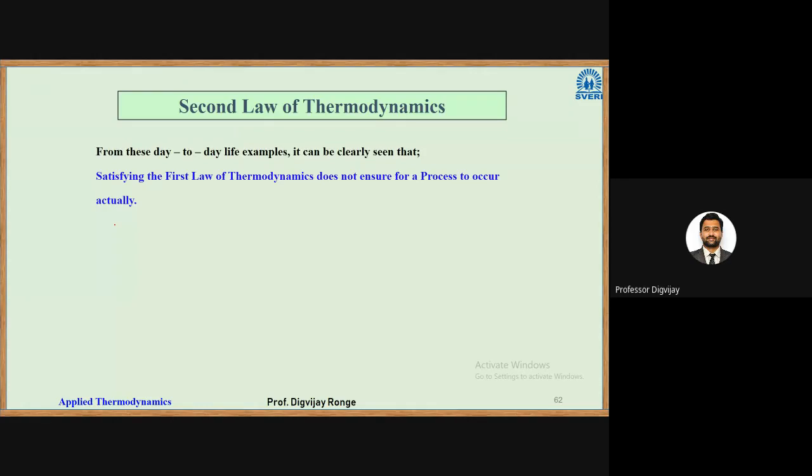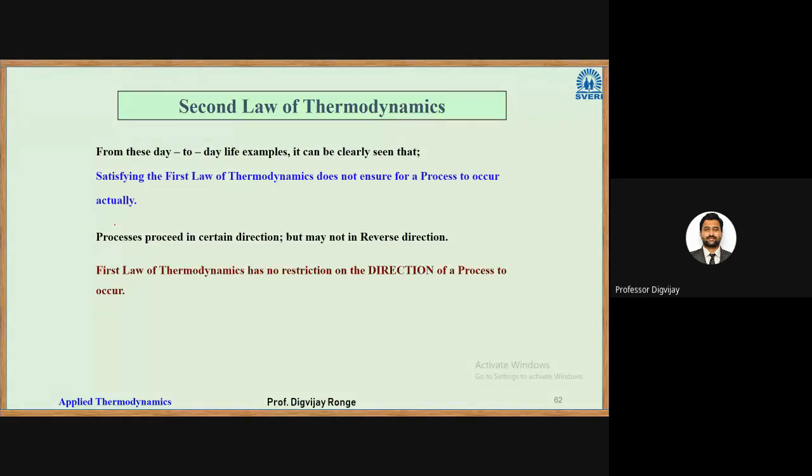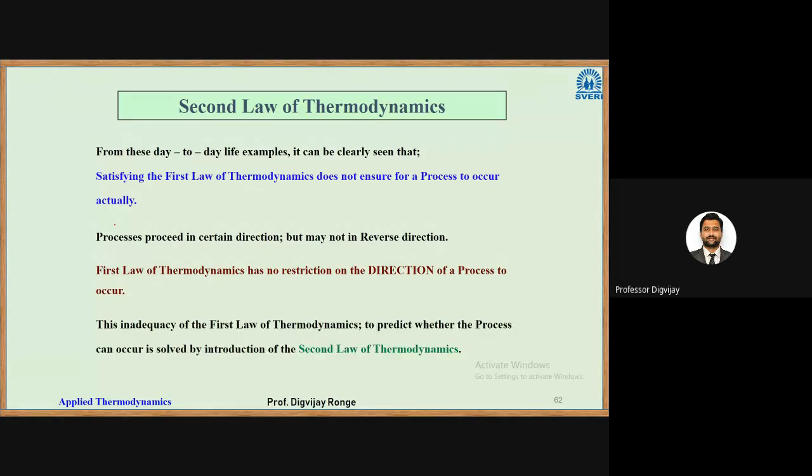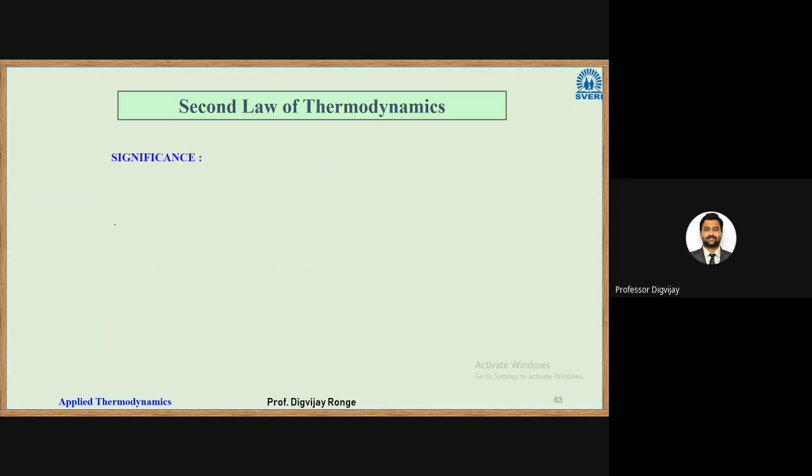So from these day-to-day life examples, it can be clearly seen that satisfying the first law of thermodynamics does not ensure that a process will actually occur. Processes proceed in a certain direction but may not in the reverse direction. The first law of thermodynamics has no restriction on the direction of a process to occur. This inability of the first law to predict whether a process can occur is solved by the introduction of the second law. So whether any process is physically possible or not can be stated with the help of the second law.